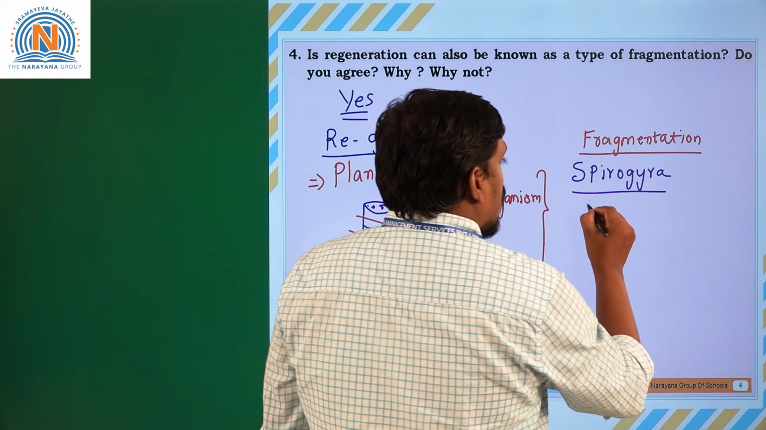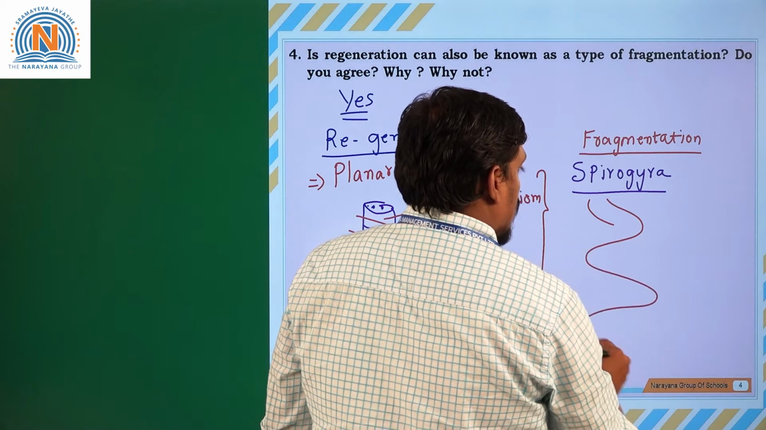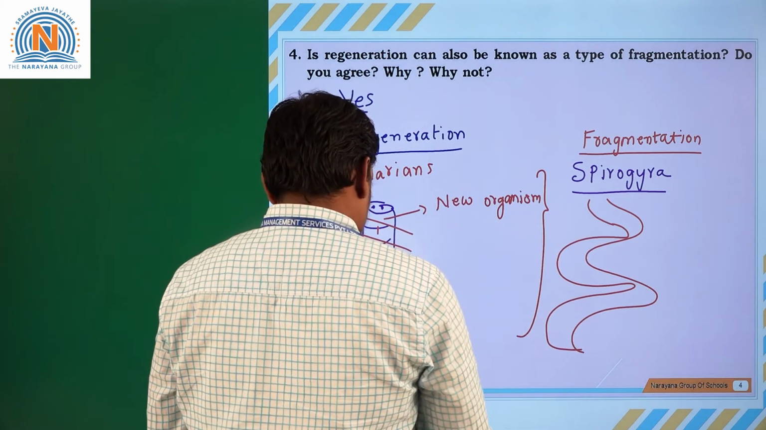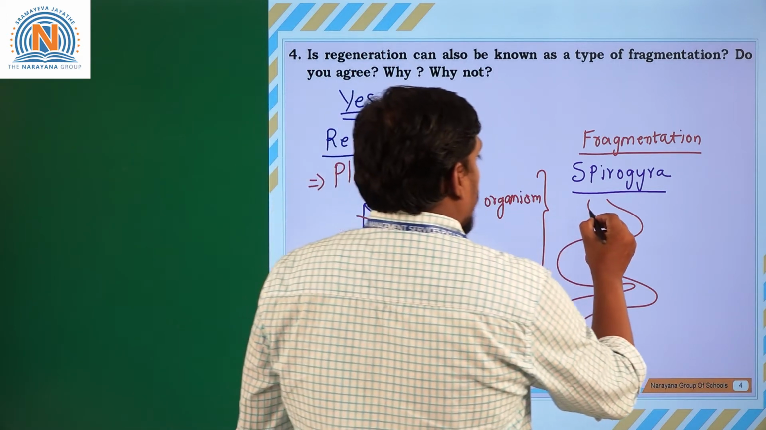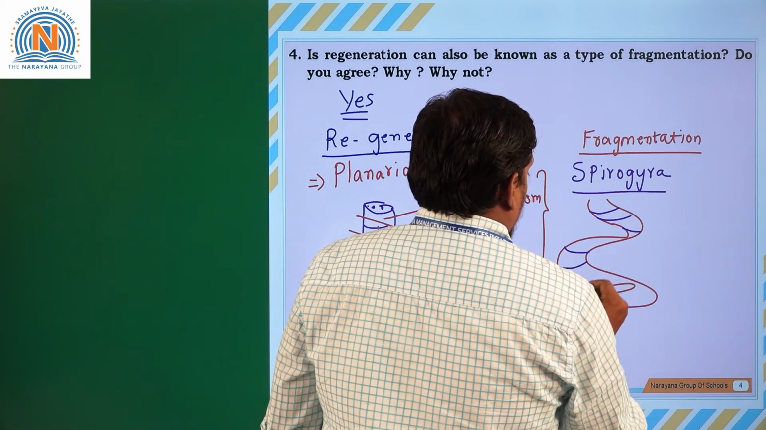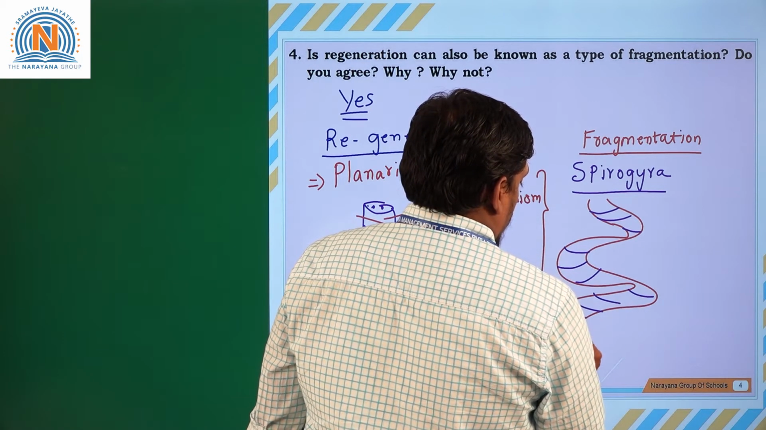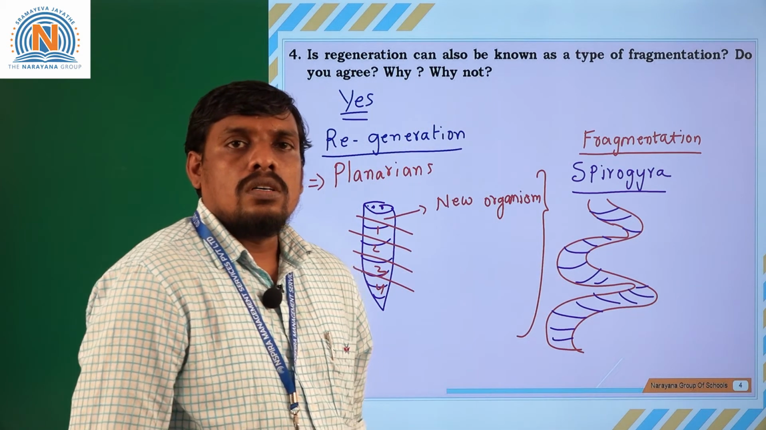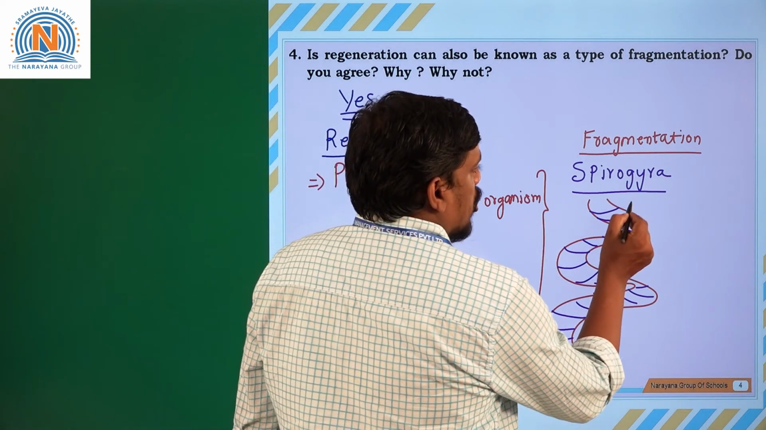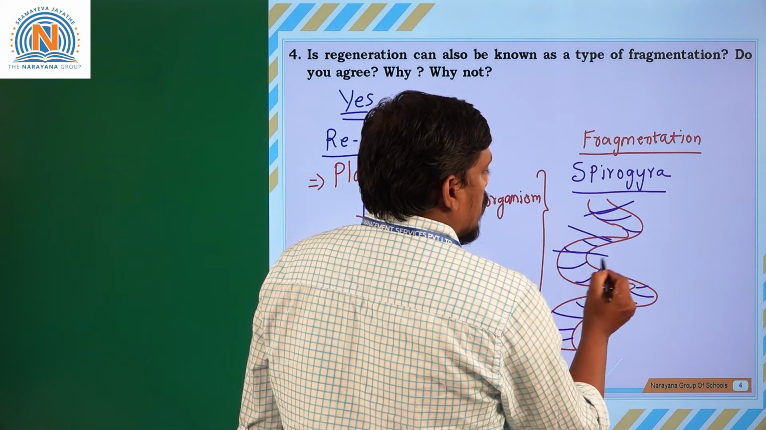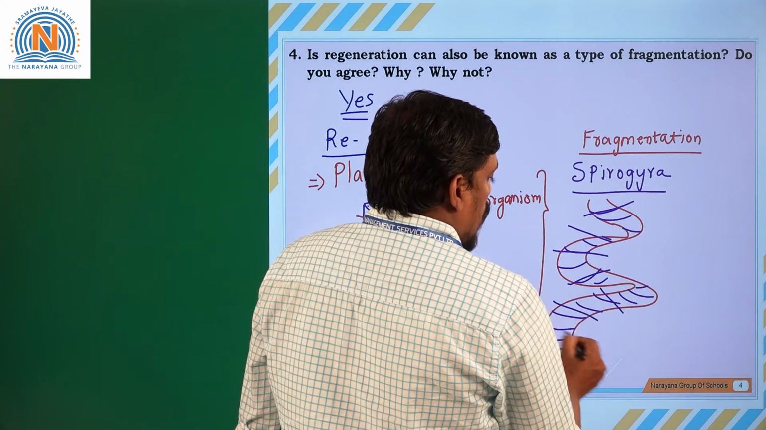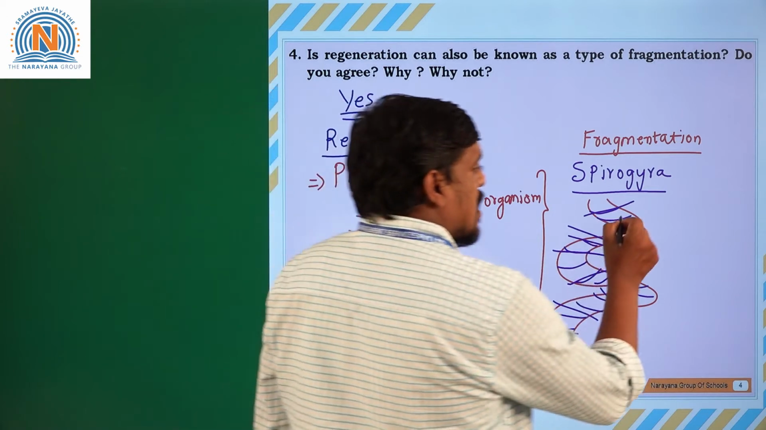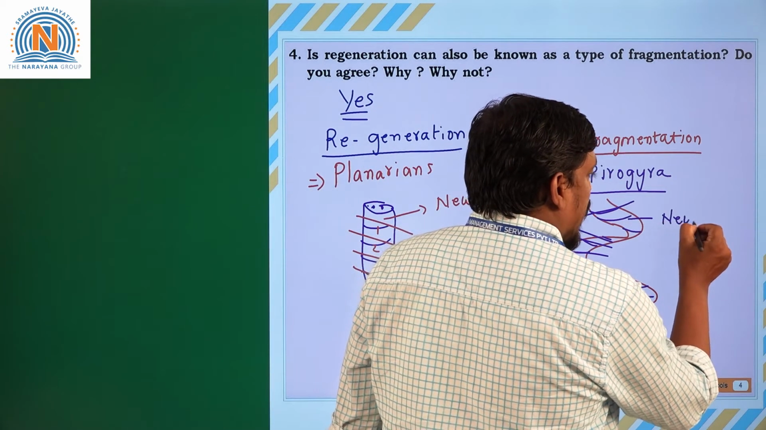How does this Spirogyra look? Spirogyra generally looks like this. They have a special structure like this. In this Spirogyra, green color chlorophyll molecules are present which help in the process of photosynthesis. During reproduction, the Spirogyra body is divisible into multiple pieces. Small pieces separate from the parent body and each and every piece develops into a new organism.